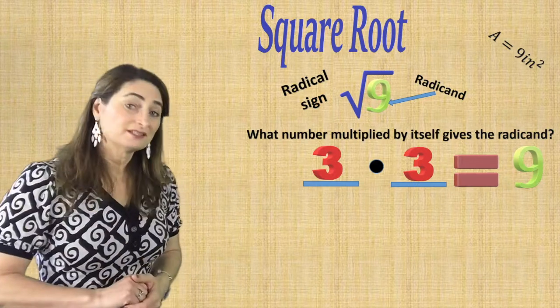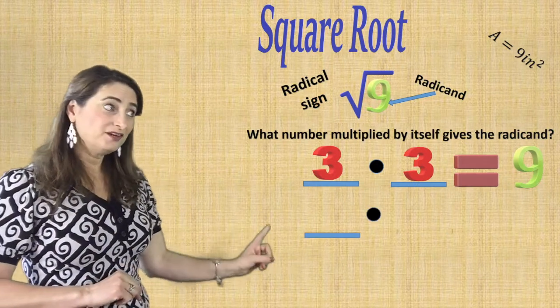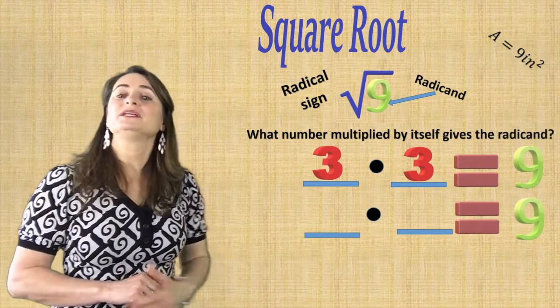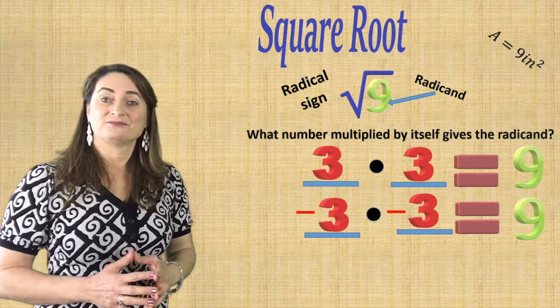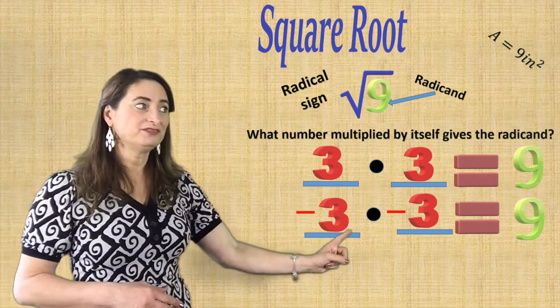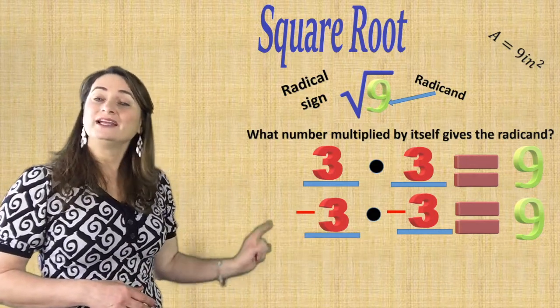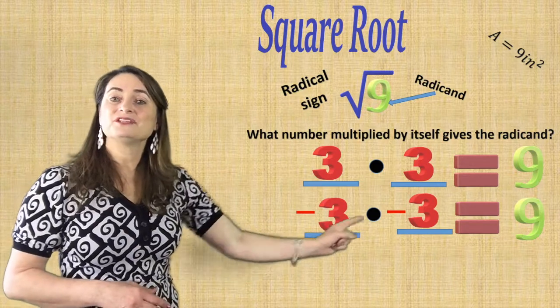But guess what? There's another number. I multiply it by itself, it gives me 9. What is that number? It's negative 3. Because negative 3 times negative 3 equals 9. A negative times a negative is positive, and 3 times 3 is 9.